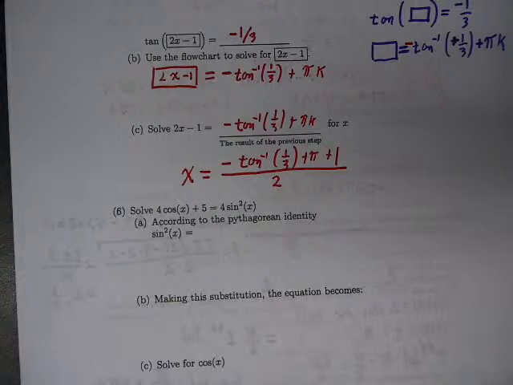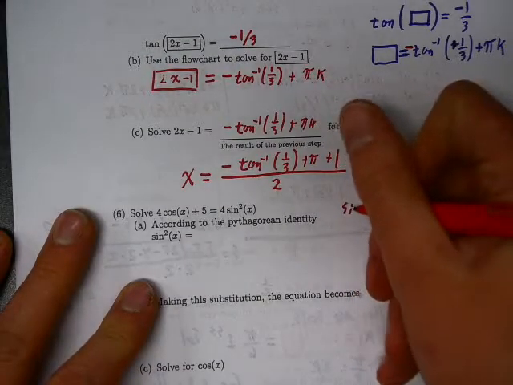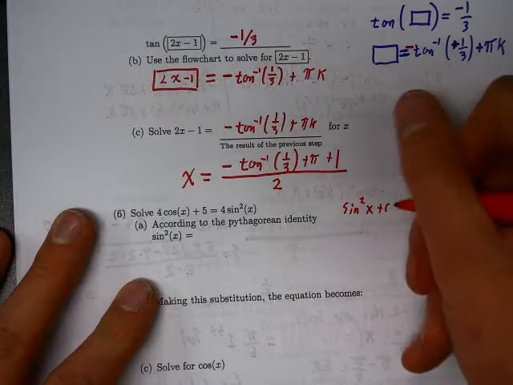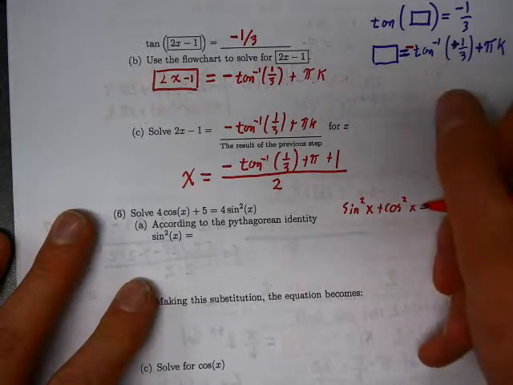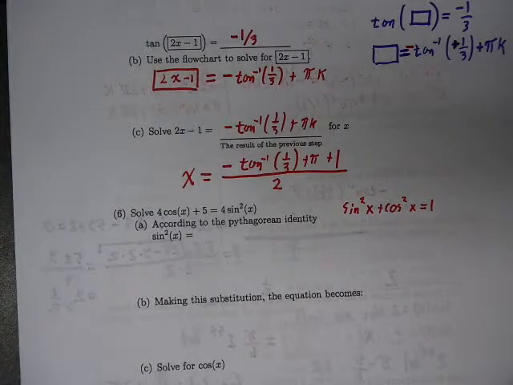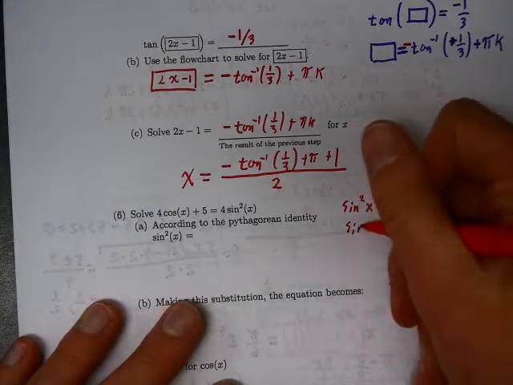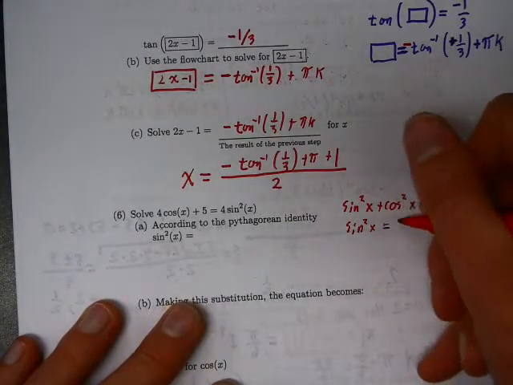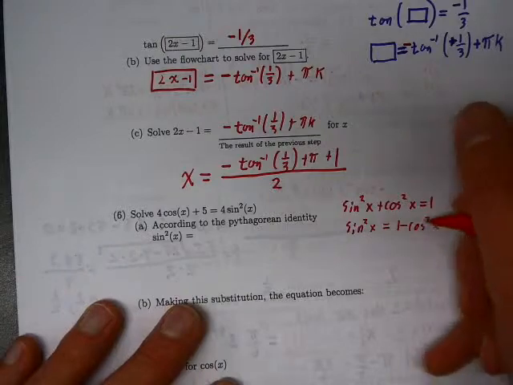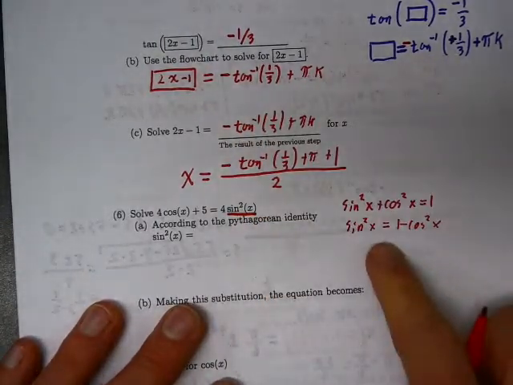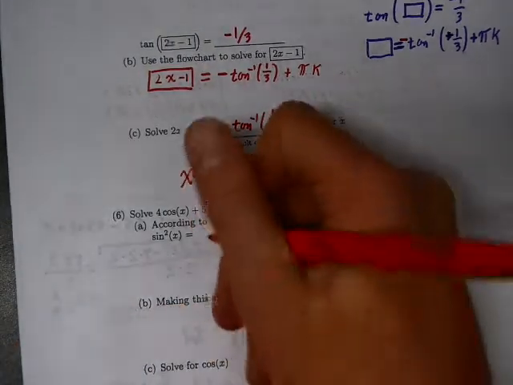But what's an equation which relates sine and cosine? The Pythagorean identity, which says that for any number x, the square of the sine of x plus the square of the cosine of x is always equal to 1. Do you think you could solve that for sine squared of x? Yeah, you just subtract cosine squared from each side. So sine squared of x is equal to 1 minus cosine squared of x. Let's replace that sine squared of x by 1 minus cosine squared of x.